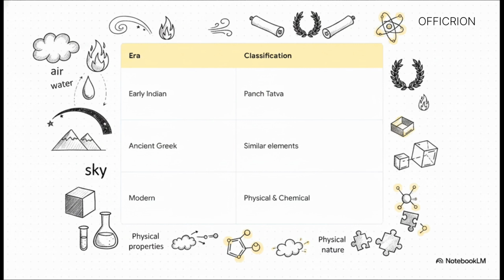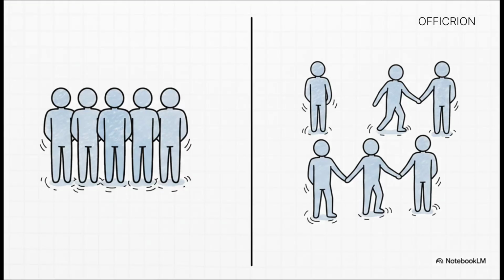Right, so now that we know what matter is, we've got to talk about the tiny particles making it up. These little guys have 3 main characteristics. 1, they have space between them. 2, they are constantly moving, so they possess kinetic energy. And 3, they attract each other.